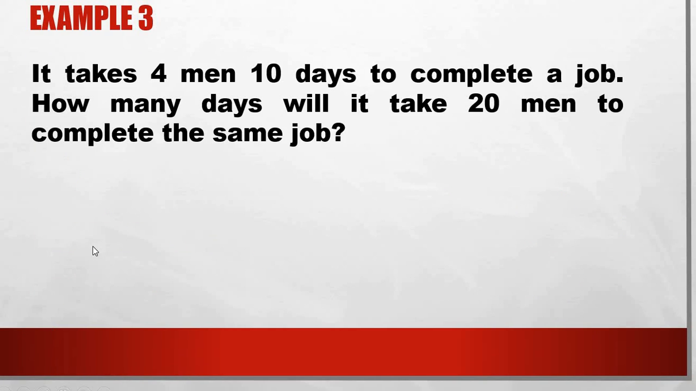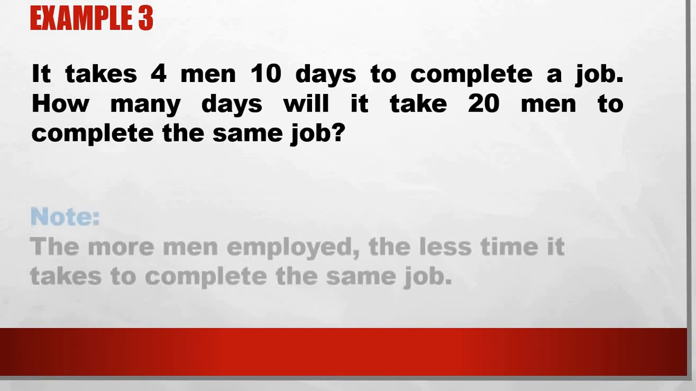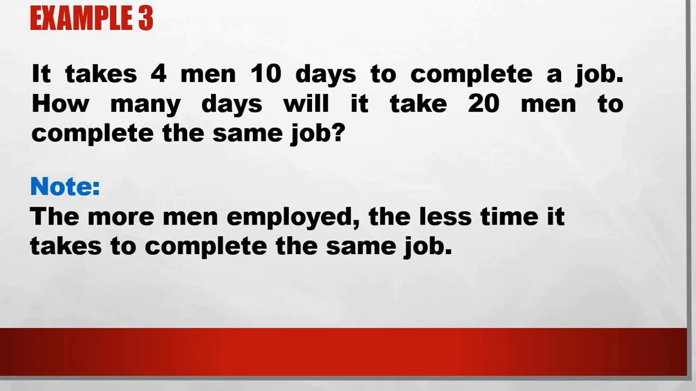Okay, so we have an example. It takes 4 men 10 days to complete a job. How many days will it take 20 men to complete the same job? Think about it. 4 men, 10 days. 20 men, that would be less days. Okay, less days. So this is how you handle it. The more men employed, the less time it takes to complete the same task. It's obvious. So how do we calculate it now?